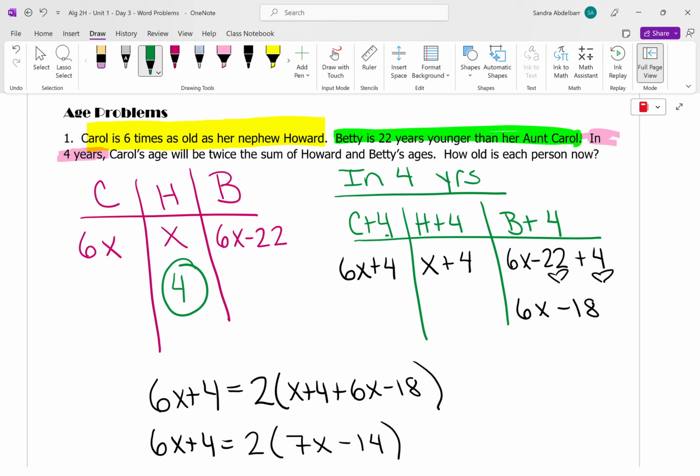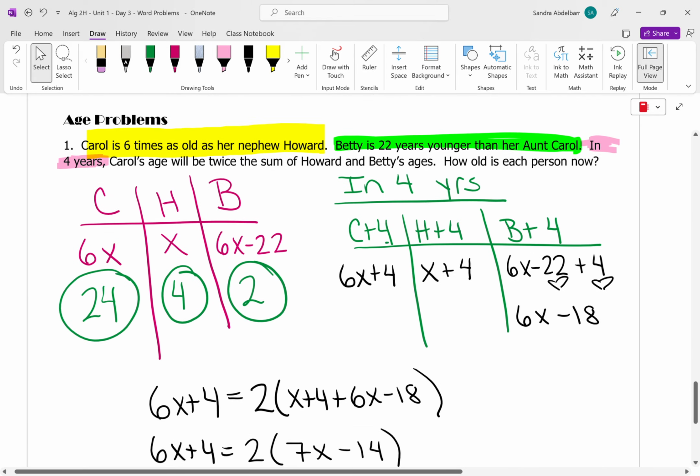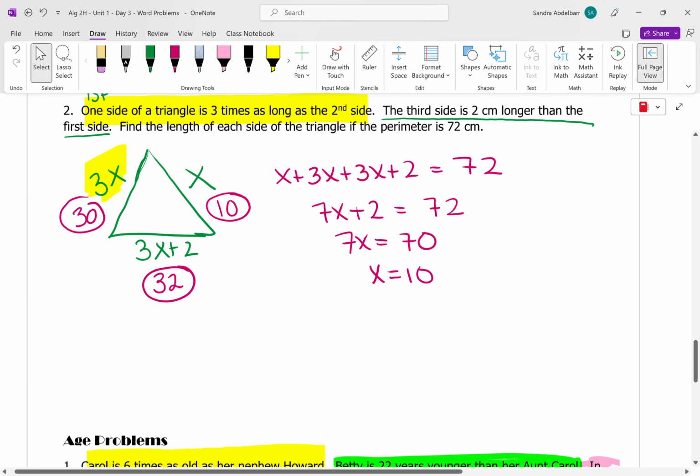He's so young. Okay, what about Carol? How old is Carol going to be? Carol's going to be 24. Didn't you get a feeling she was going to be much older than 24? All right, what about Betty? 2. They're all young. All right, we are done. We are done, and we have no homework.